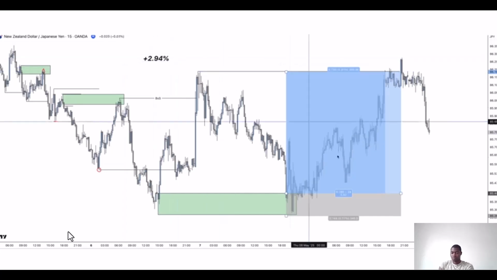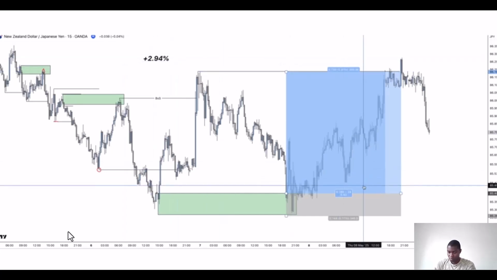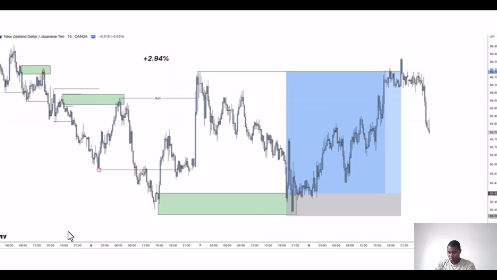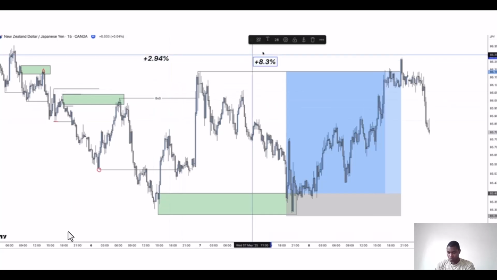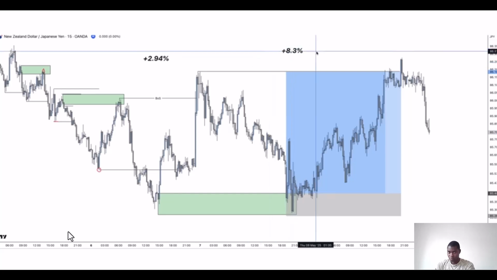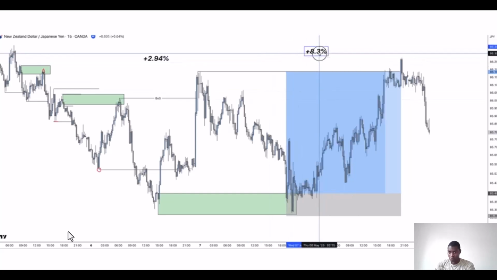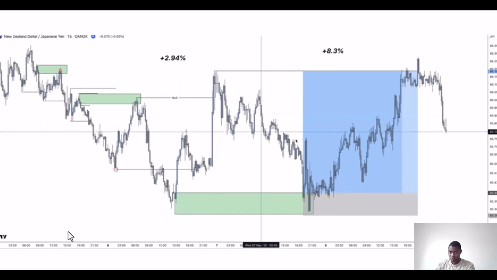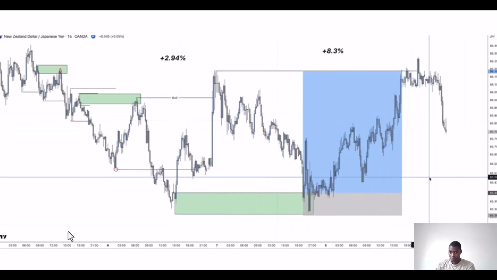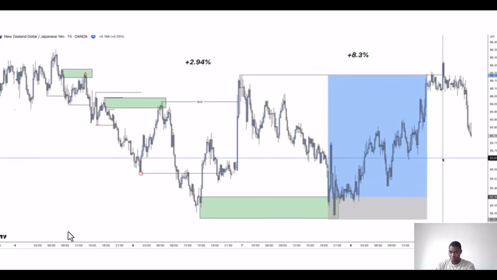We have 2.94%, 5.42%. We're looking at around an 8.3-ish% return over these positions. So we have one loss, two wins. Decent win rate, but nothing crazy, 66%. And we've actually made 8.3% in just 3 positions by using this simple supply and demand method in line with market structure. So it's incredibly simple, but this is how we start to turn market structure theories into actual trades.